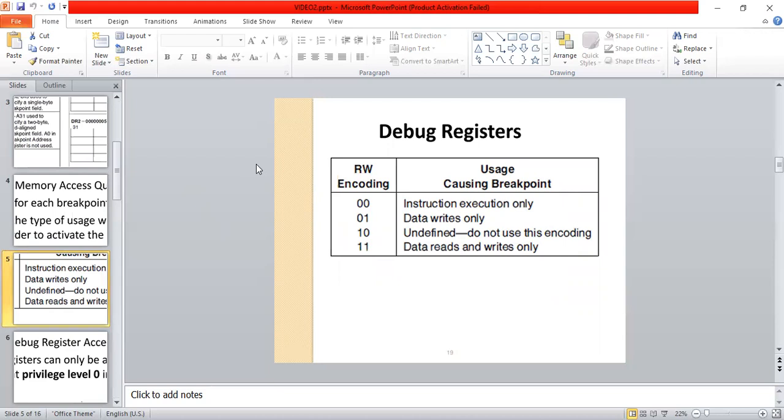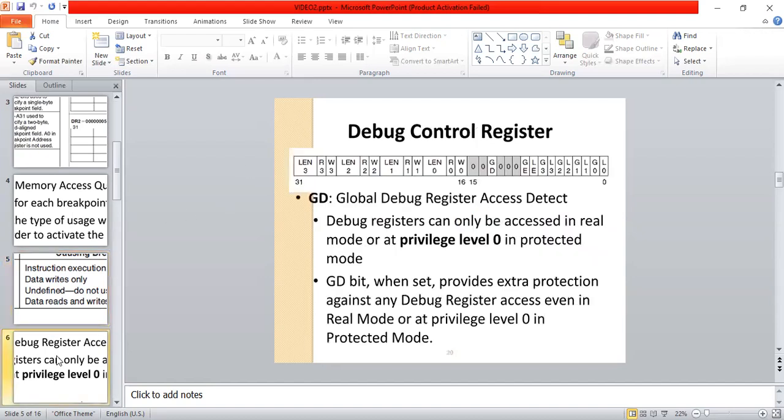The read write encoding is specified here. 00 is instruction execution only. 01 means data writes only. 10 is not defined, that means it is not used in this encoding system. 11 is data reads and writes operation.